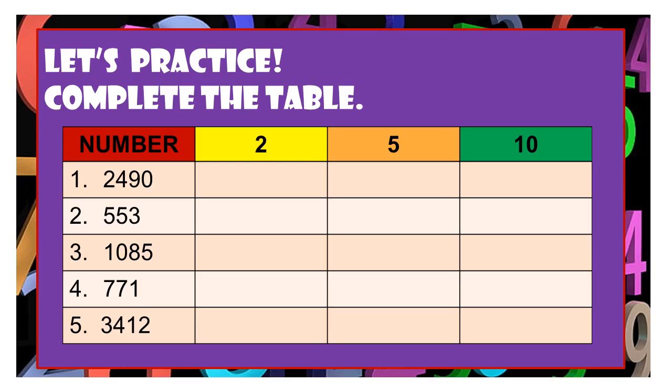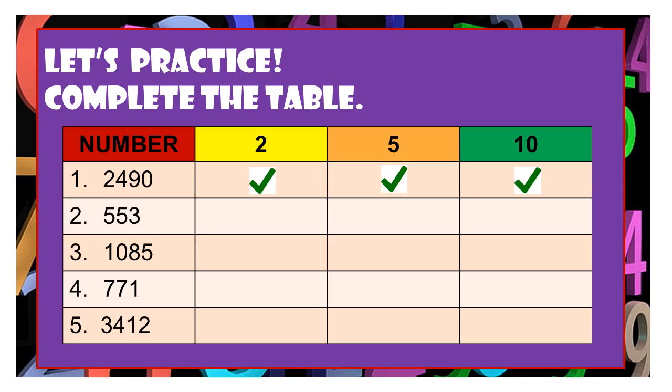Let's have another practice. Complete the table below. So, kumpletuhin ang table na ito by putting check mark or X mark. Put a check mark if the number is divisible by the number indicated at the top of each column. So, for example, 2,490, is it divisible by 2? Yes, it is divisible by 2. How about 5? Correct. How about 10? It is also divisible by 10.